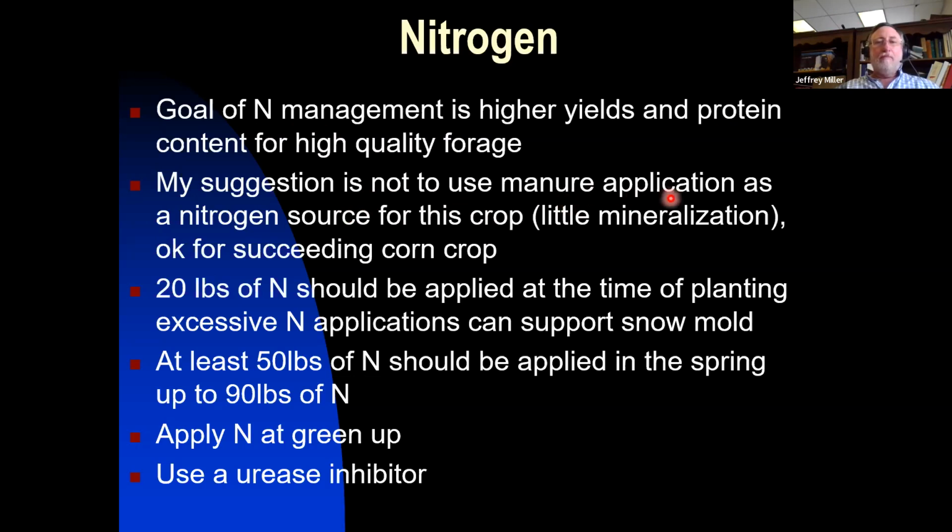My suggestion, because of these cool soil temperatures, is not really to count manure nitrogen in your equation of figuring out how much nitrogen you want to apply, because I don't think it's going to be really available during the time that you're growing this crop. You want 20 pounds of nitrogen at the time of planting, because excessive amounts of nitrogen can support snow mold. So don't overdo it in the fall. And then at least 50 pounds of nitrogen at green up in the spring.